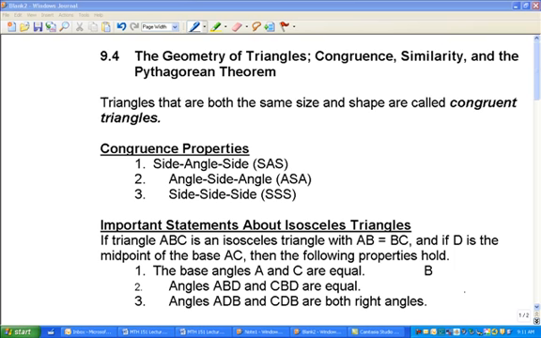Today we're taking a look at section 9.4 on the geometry of triangles, and we'll be looking at congruence, similarity, and the Pythagorean theorem. Please bear with me on this recording.